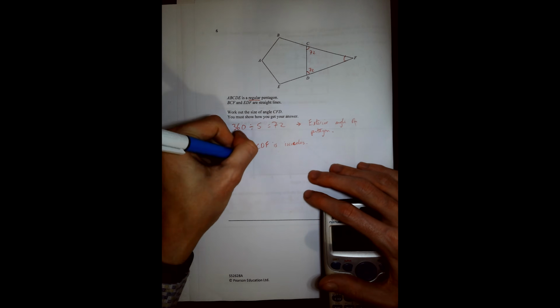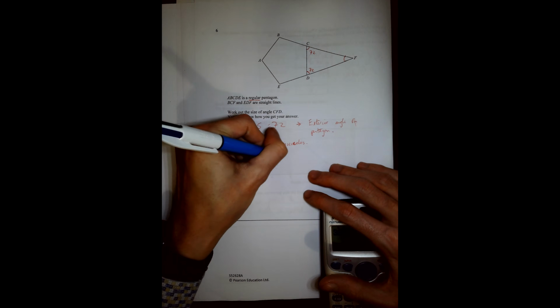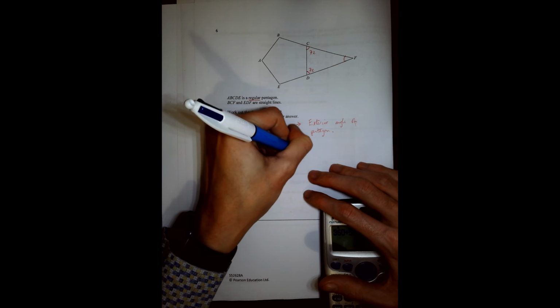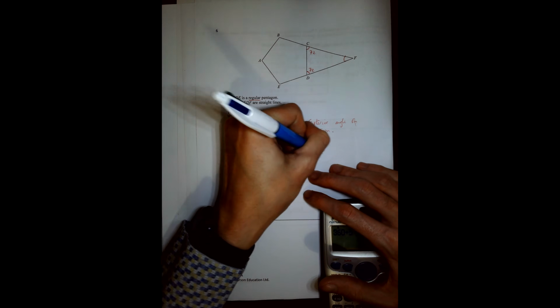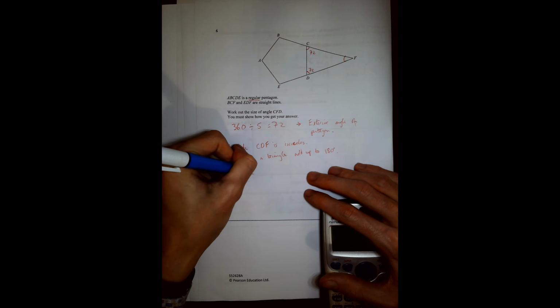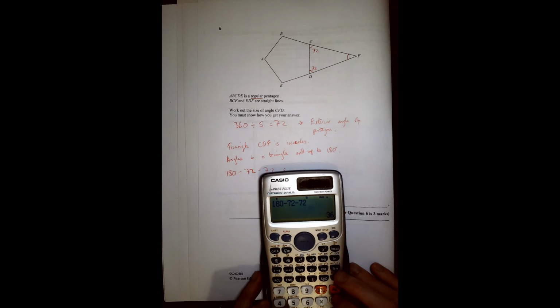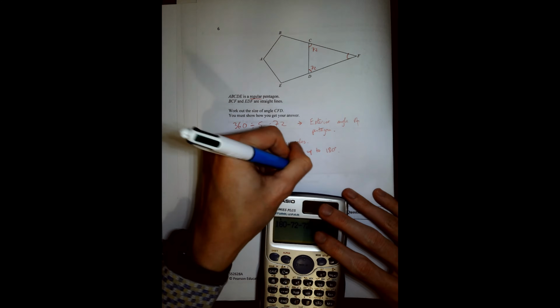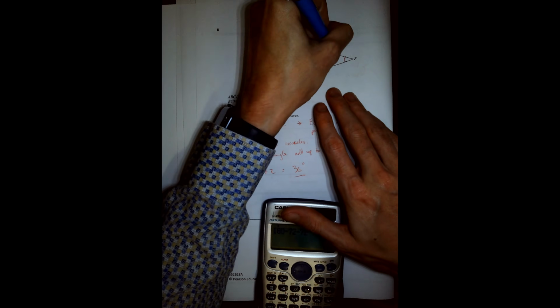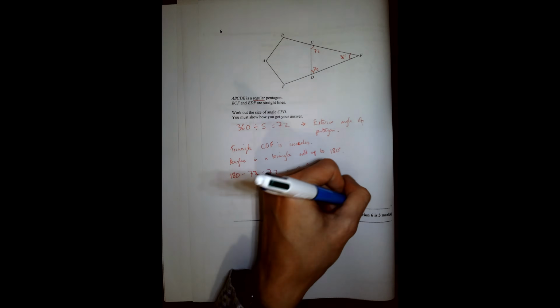Isosceles. Right. Angles in a triangle add up to 180 degrees. So 180 subtract 72, subtract 72, gives us 36. So this angle here must be 36 degrees.